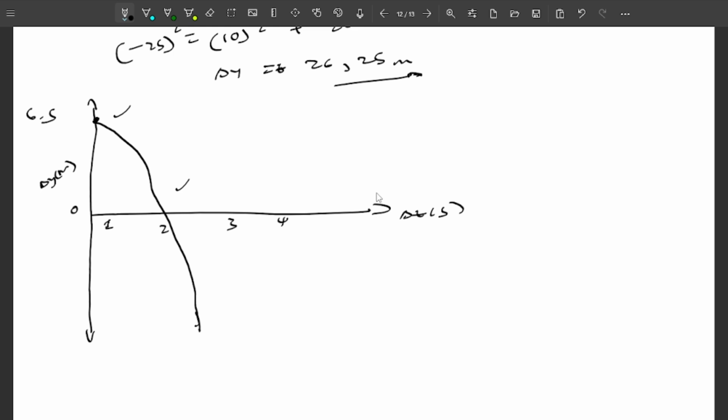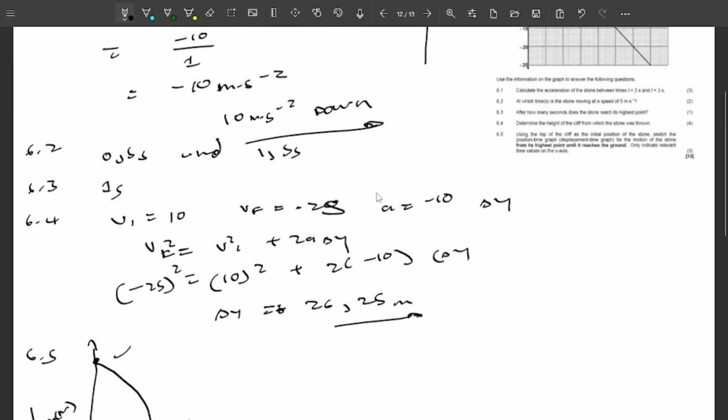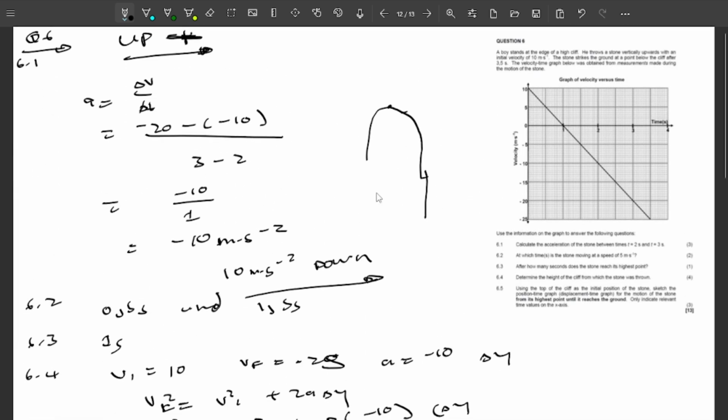So guys, I hope you understood this one. It was quite an interesting one. This is the type of problem that you can expect in the examination, the graph type vertical projectile. Hope you enjoyed it, and guys, I'll see you in the next one.